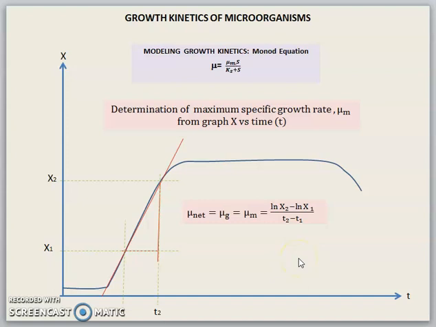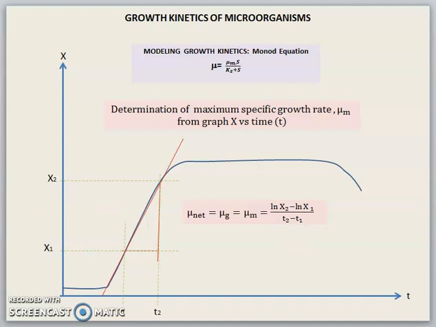Okay, so we know that in order for us to determine the mu max for a graph of x versus t, we need to learn the value of x. Each value of x needs to be learned in order to determine the mu max by using the equation of ln x2 minus ln x1 over t2 minus t1.